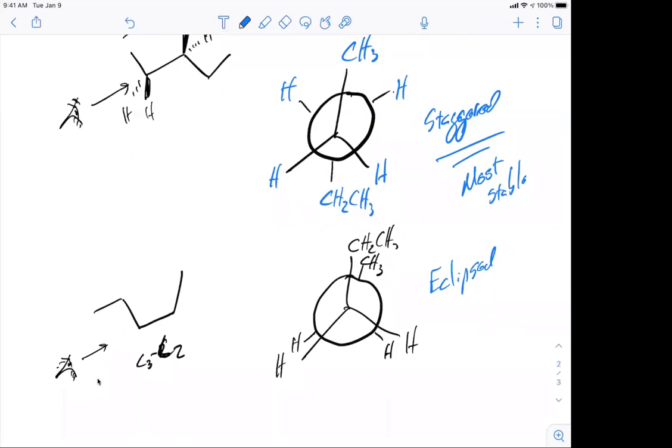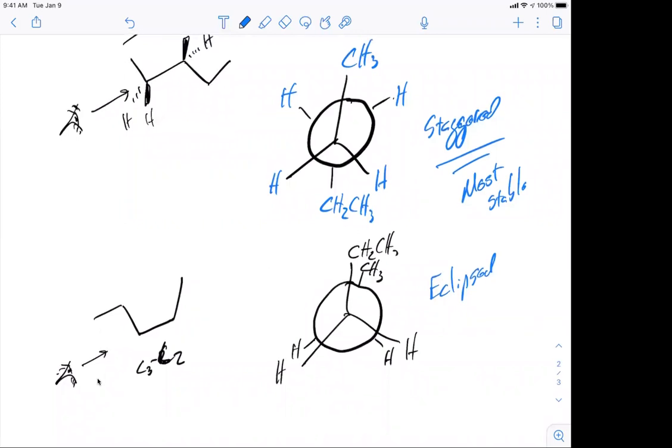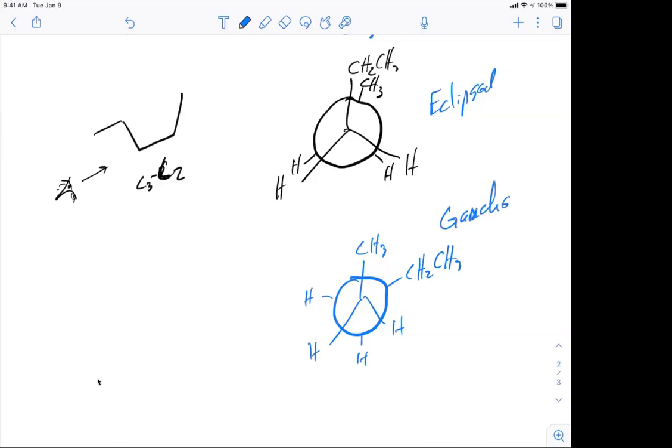There's something else I want to say about this. Okay, if you have to define different species, you have gauche, which would have the two groups closer together, but not fully anti. So this is actually not only staggered, this is anti. I could have also shown this structure. And this is gauche. Questions about that one?